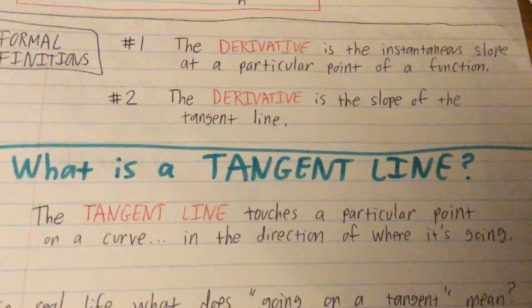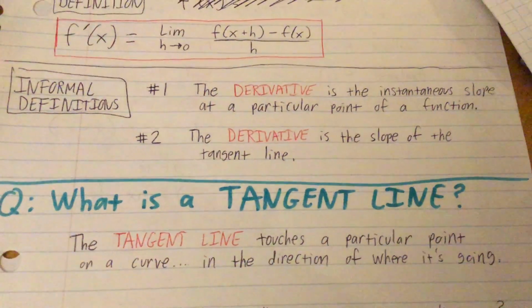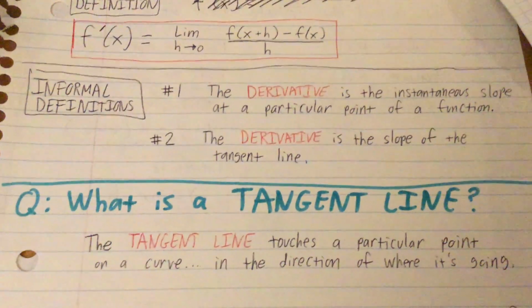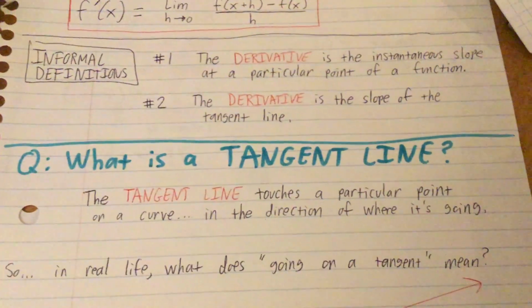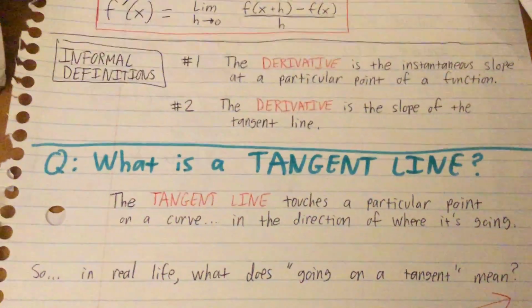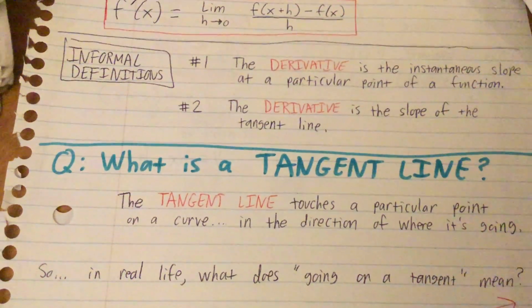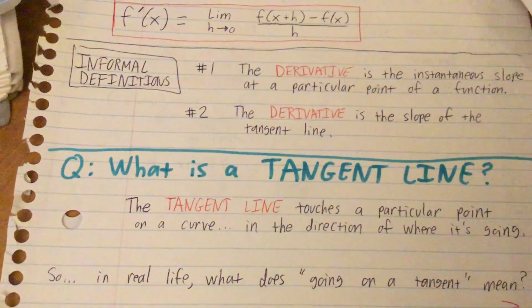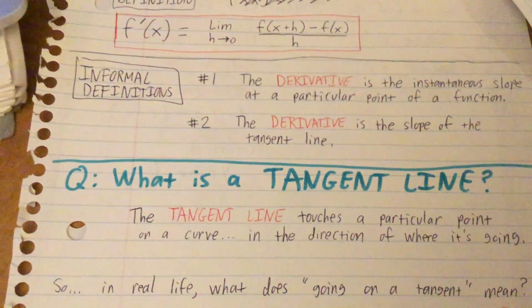But the point is the tangent line touches a particular point on a curve in the direction of where it's going. In other words, it is the slope at one point in the direction of where it's going at that time. But just to apply this to real life, what does going on a tangent mean? Some people might say it means rambling, just talking on and on and on. But really, a tangent takes one point of the talking in that direction.